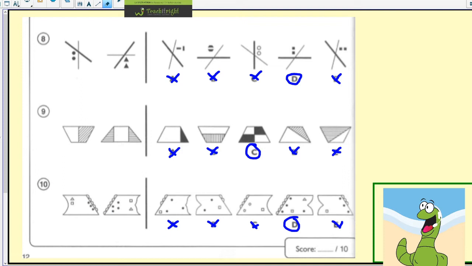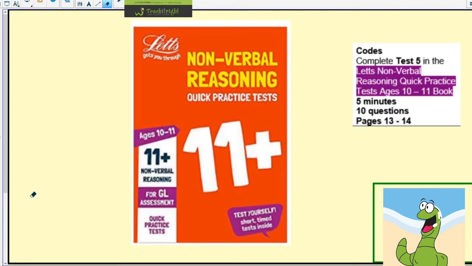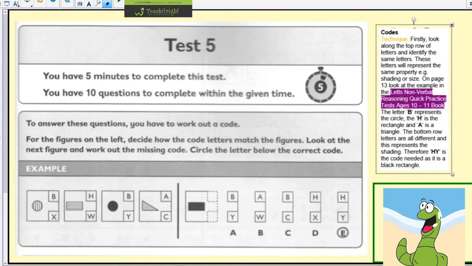So the next activity coming up is non-verbal reasoning, codes. So this is test 5, and for us, it's going to be just the next page. And it should look like this. So again, by all means, pause the video here if you need a little bit more time. I'm just going to talk through this example because I think it's a little bit more complicated, and I certainly think the codes can be more complex.